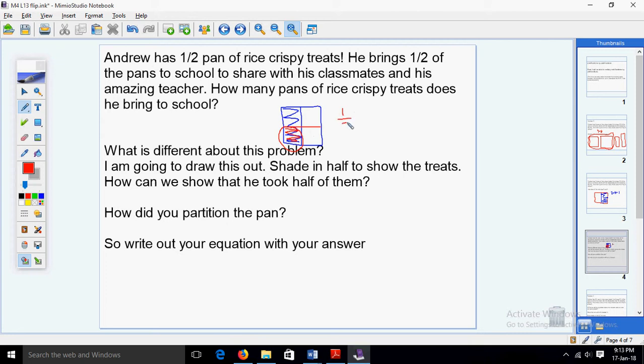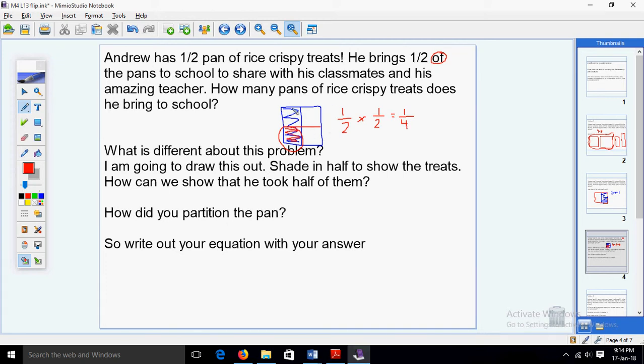Right? So we have 1/2 times 1/2, or you can think of it as 1/2 of 1/2. In our problem, we have our "of." So now we did 1/2 of the pan, and he brought half of it, 1 out of 4. If you're watching carefully, you could probably figure out that we just multiplied 2 times 2 when we got 4, and the 1 on top stayed the same. Yes, that's the process, but that is not what we're looking at.